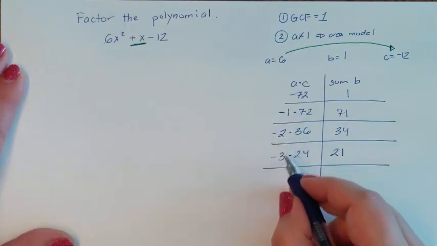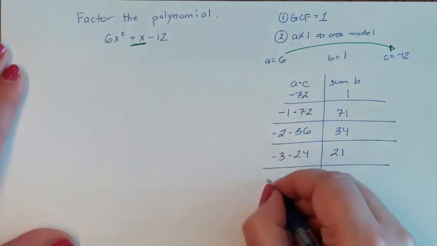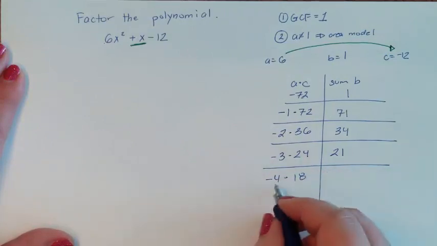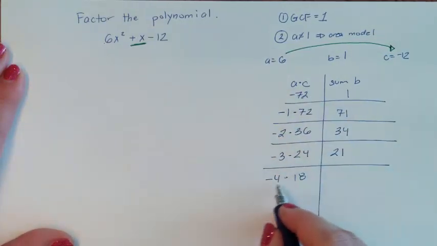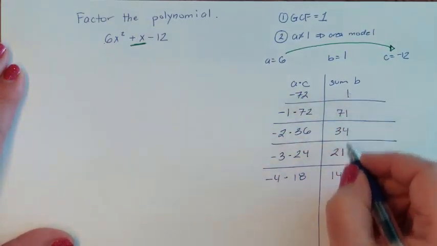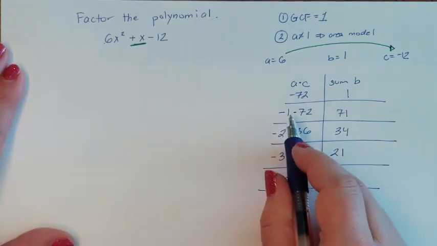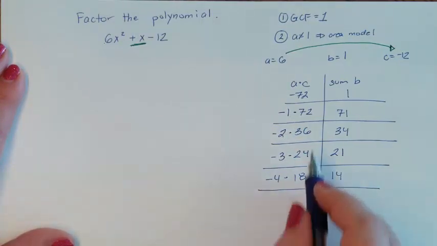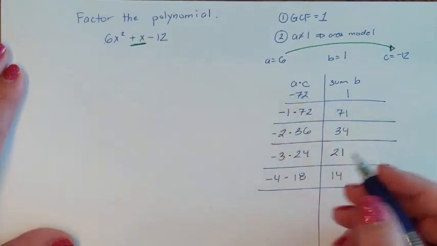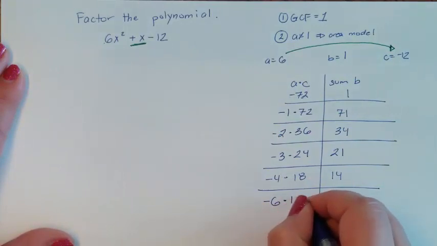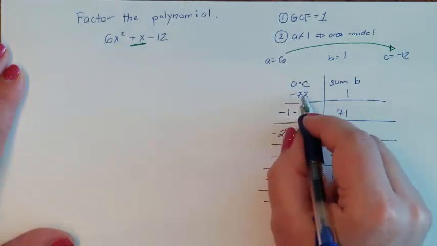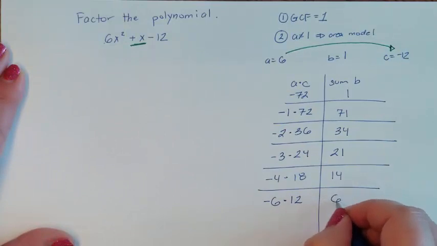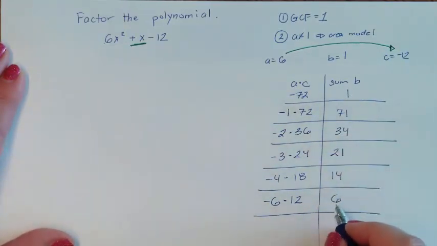1's didn't work, 2's didn't work, 3's didn't work, so now I need to try 4. Negative 4 times 18 gives me a negative 72, but when I add these together, I get 14. I'm getting closer, but it's still not the answer. Next, try 5. Nothing times 5 will give me a negative 72, so no. Then 6. Negative 6 times 12 multiply together to give me a negative 72. And when I add these, I do get a 6. Not the one that I needed. Try 7's. Nothing times 7 will give me 72. So that doesn't work. So then 8's.